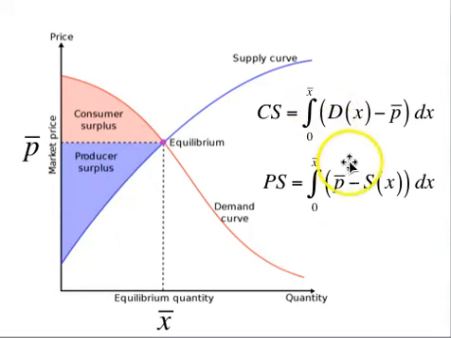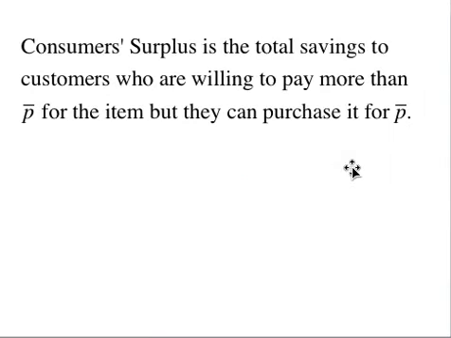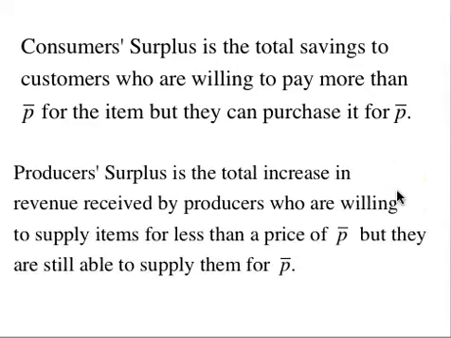So here are our two integrals we need to work with, and we'll go ahead and find the producer surplus and consumer surplus looking at those. So what do these things mean? Consumer surplus is the total savings to customers who would have been willing to pay more than P bar for the item, but they can purchase it at that price of P bar. So total savings to customers, in essence, is what this measures.